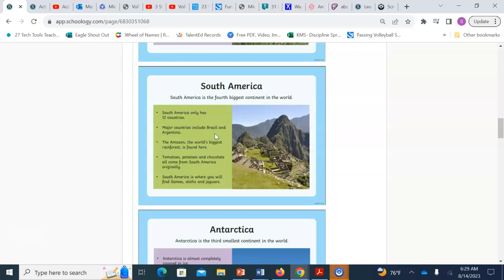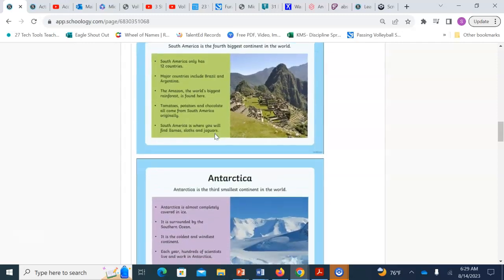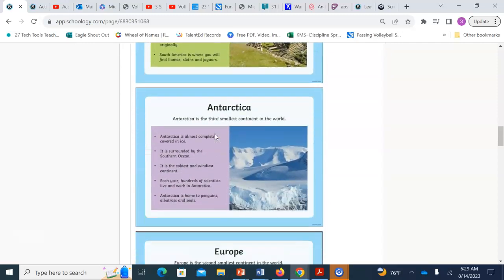In South America, you can find animals like the llama. There's sloths in the Amazon rainforest, jaguars. So some interesting animals as well as some interesting sights.